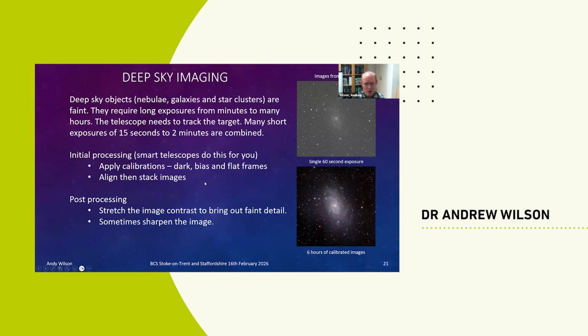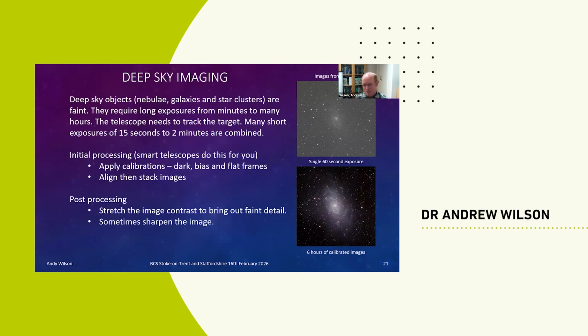What the software in the smart telescope then does is it applies calibrations, which are dark, bias, and flat frames. The dark frame is because any camera will have what's called thermal noise, which is just because it's at a certain temperature, the electrons in the chip will be moving around, and some of them will jump into the charge wells, which are used for making the image. And by taking what's termed a dark frame, you can subtract that off. But the smart telescope does that for you.